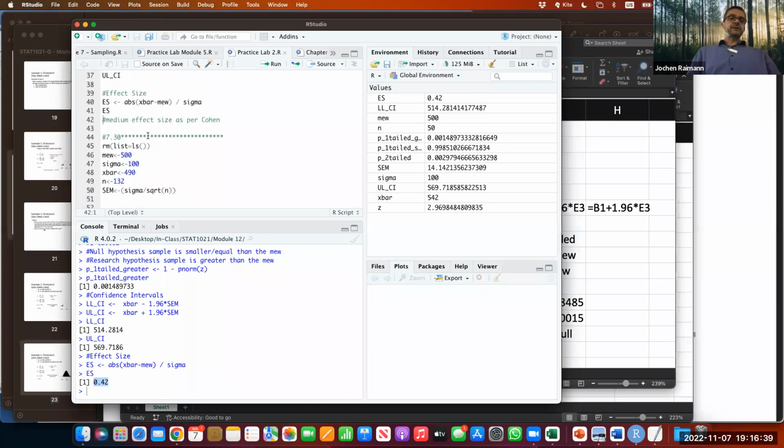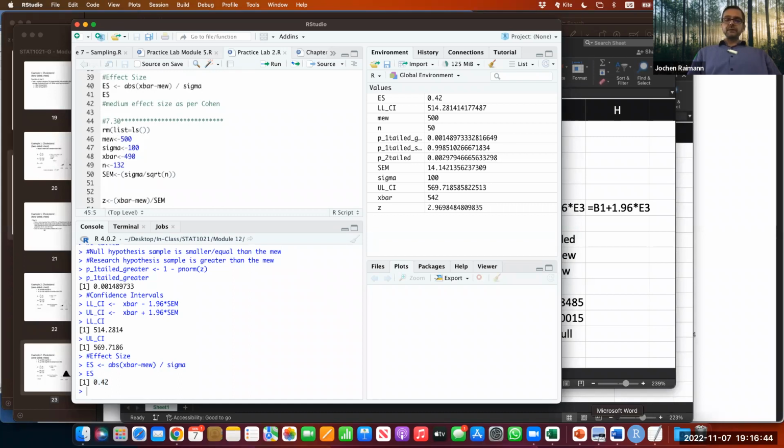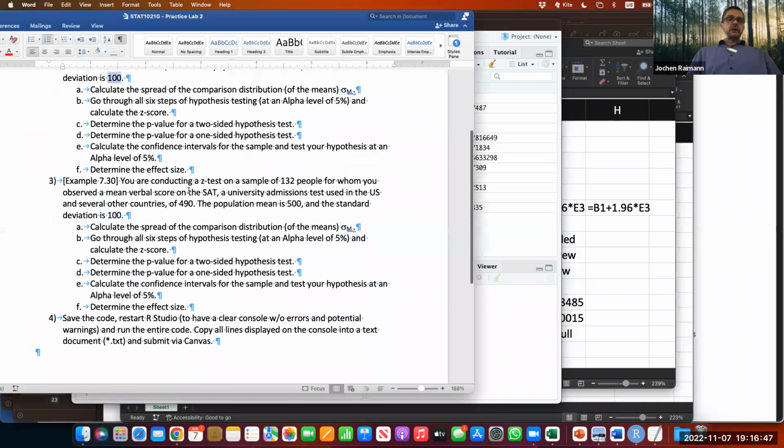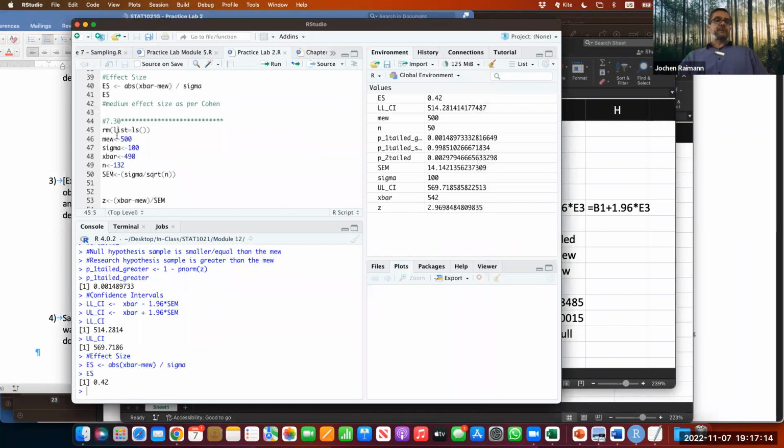And then we get to exercise number 2, which is exercise 7.3 in the book, which is basically the same example. This time we have a larger sample: 132 people. We have again the SAT scores, and in this sample the mean was 490 now. The population mean is still 500, the standard deviation is still 100. Now we're going through that example of 7.3, doing the same estimation.